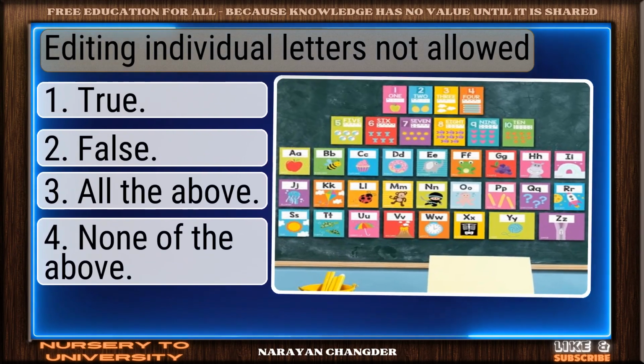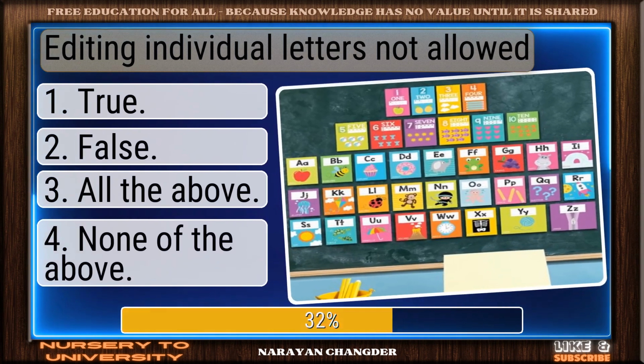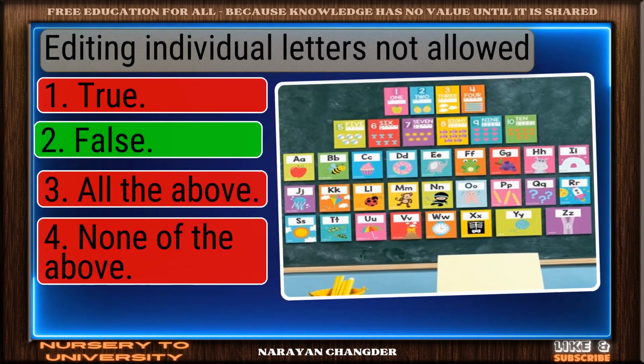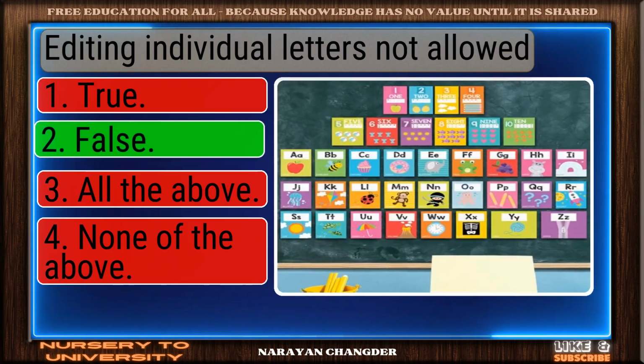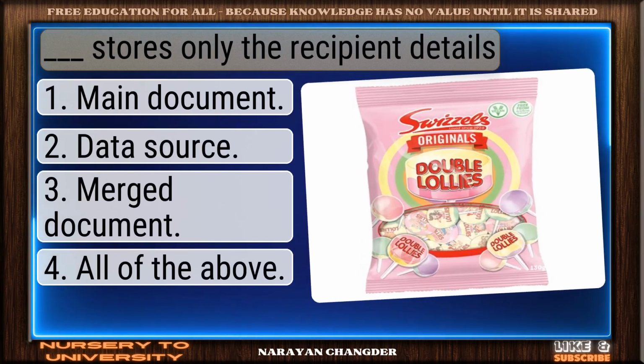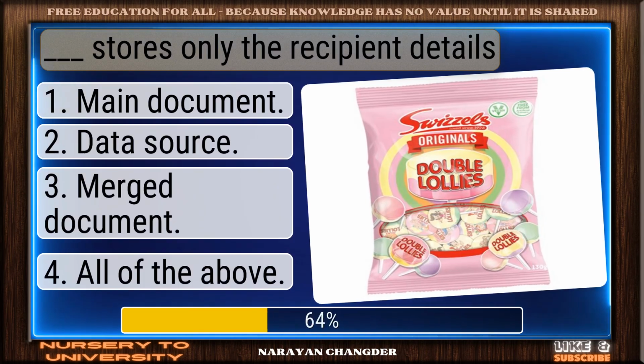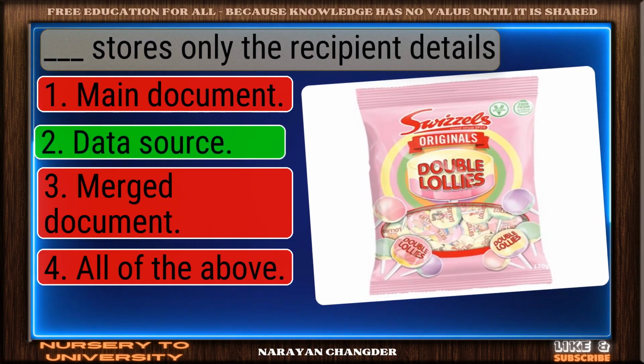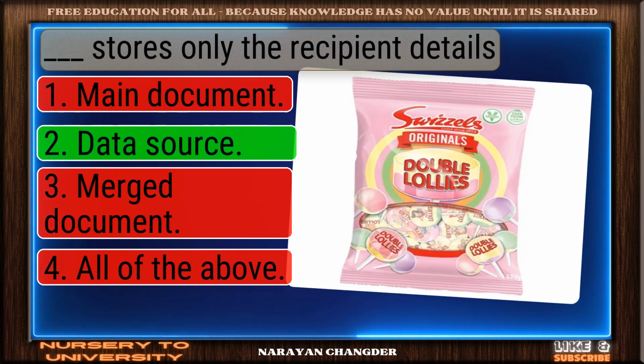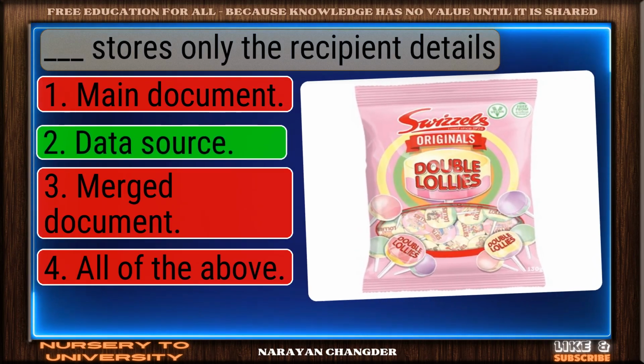Editing individual letters not allowed. Strong choice. False is the right answer. Dash stores only the recipient details. You're right. Data source is the correct answer.